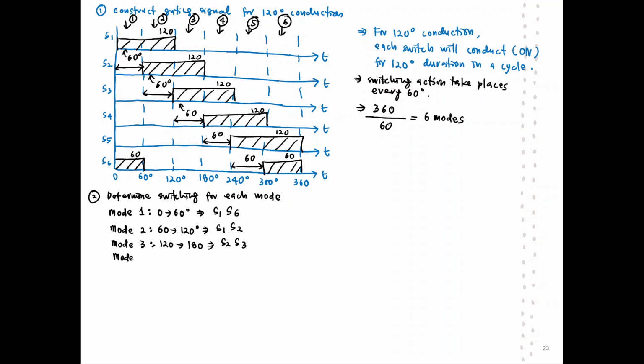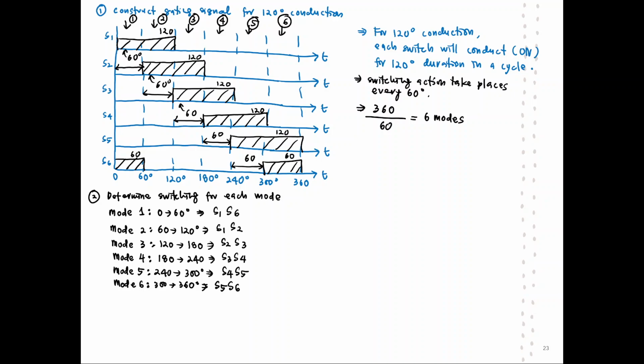Mode number 4, the duration is 180 to 240, and the switches turned on are S3 and S4. Mode number 5, duration 240 to 300 degrees, and the switches turned on, if you look vertically, are S4 and S5. And lastly, mode number 6, which is the duration from 300 to 360, the switches are S5 and S6.